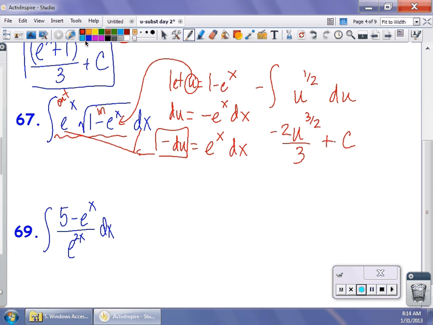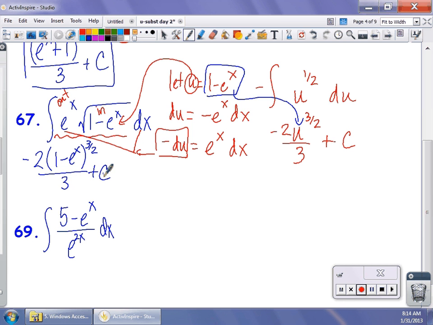Now the last step is to resubstitute. So now I'm going to replace 1 minus e to the x into the u. So my answer for the antiderivative of this function is negative 2 times (1 minus e to the x) to the 3/2 power over 3 plus C. So what you see in red is my u substitution, my work that's helping me to actually find the antiderivative of a more complicated function.